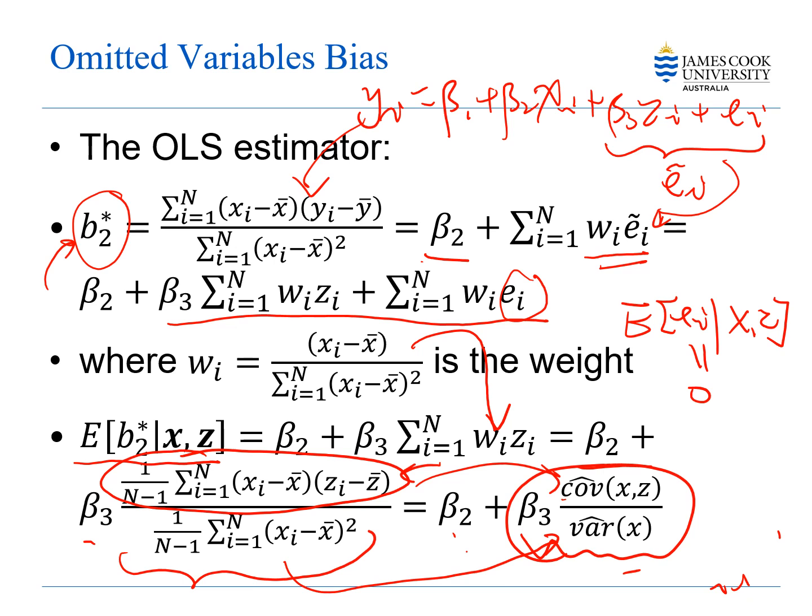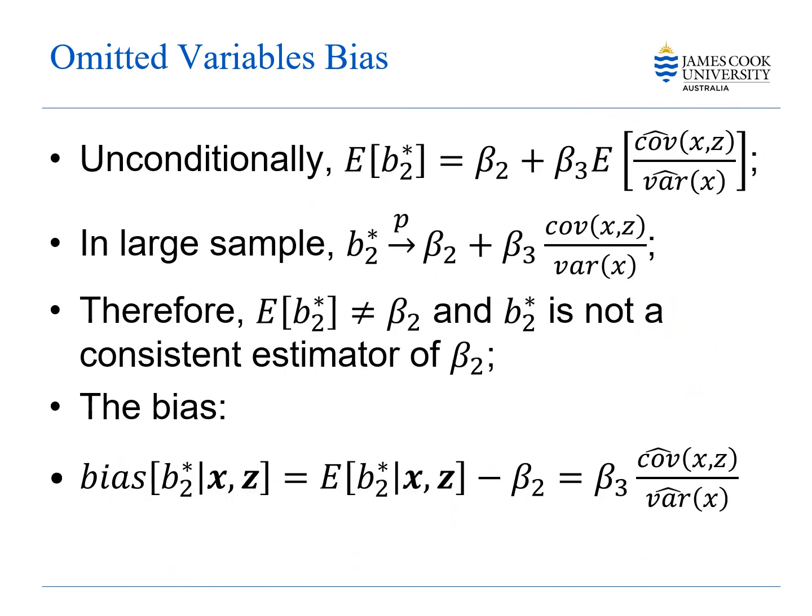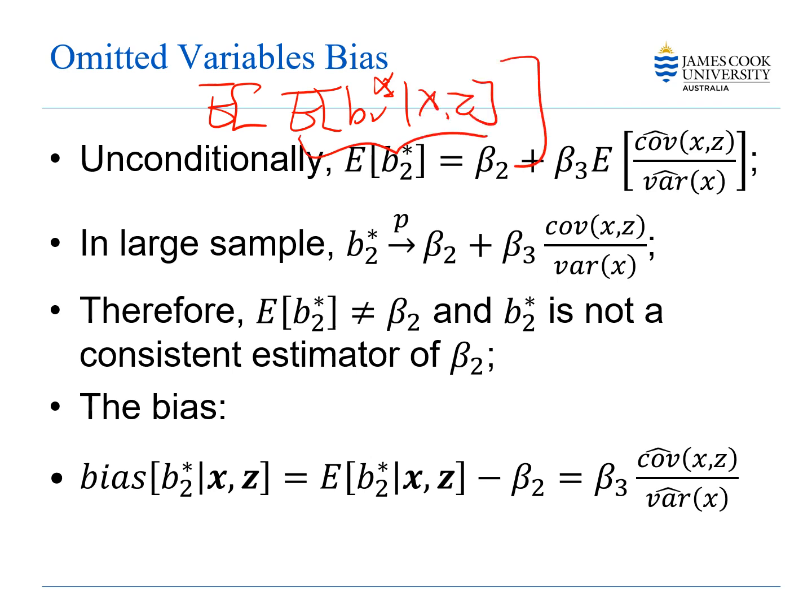We can work out the unconditional expectation like this. Basically, we are applying the law of iterated expectations. The inner expectation is conditional on x and z. The outer expectation is taken over x and z, averaging out in a sense. So we get this. And in large samples, we can actually show that.